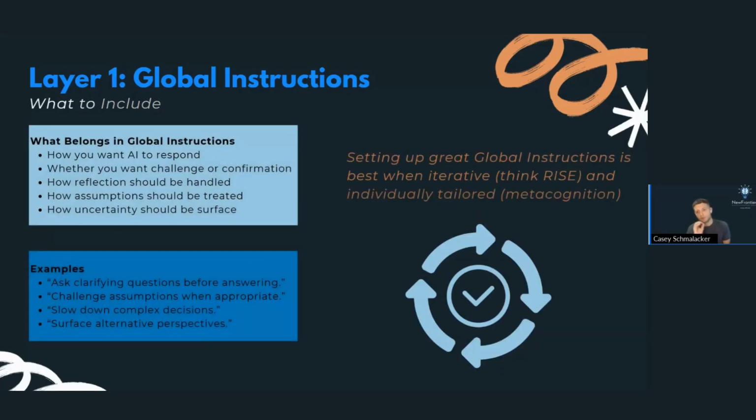So setting up great global instructions is best when iterative. So think about like our RISE problem solving model. When you're engaging with AI, you might recognize a problem. And so we can identify a couple of different ways. How do we mitigate that?